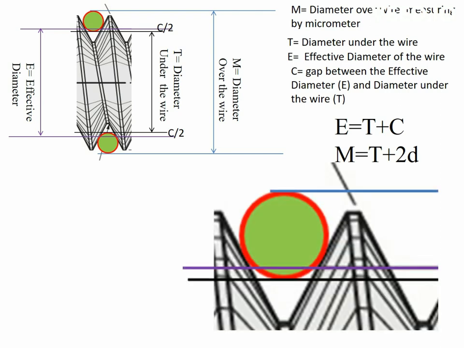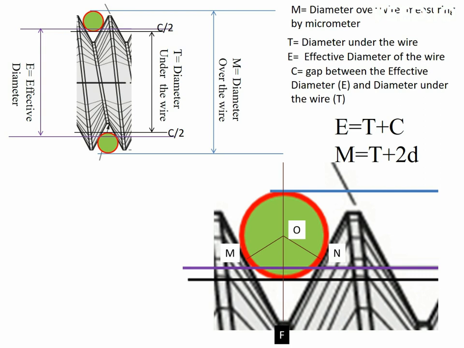So this is the magnified view of the single wire. Here we have to find the C by 2 value, then we can determine the effective diameter of a screw thread. So let's see the procedure to determine the C by 2 value. First we draw a vertical line which passes through the center of the wire, that is the point O, and also passes through the pitch point of the screw thread, that is capital F.